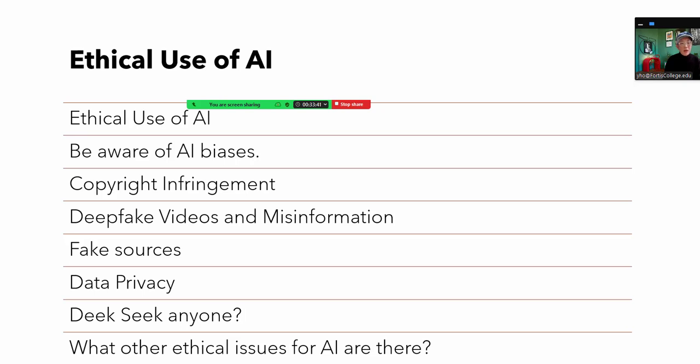Now, the next thing I want to talk about is the ethical use of AI. So you have to make sure that AI has a lot of biases, because the biases are based on the data that the AI was trained on. So be aware of AI biases, be aware of copyright infringement. So in other words, if you're going to make those text to art pictures, don't do a picture of, say, Mickey Mouse or of Superman or something like that, because those are all copyrighted.